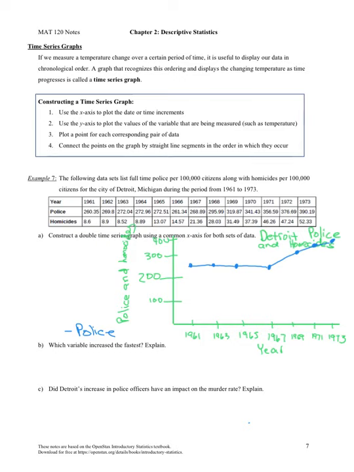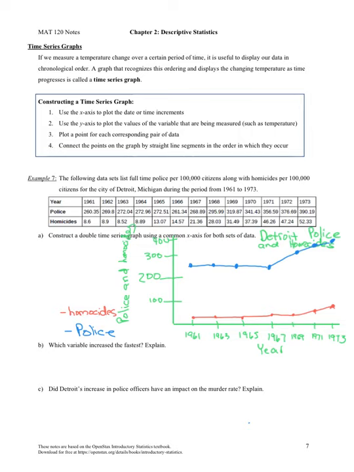Let's use the color red. We'll go ahead and plot our points. Since this is a double time series graph, we'll plot them on the exact same graph. And once we have the points, we'll go ahead and connect those points with lines as well. And here we go, we have our time series graph.